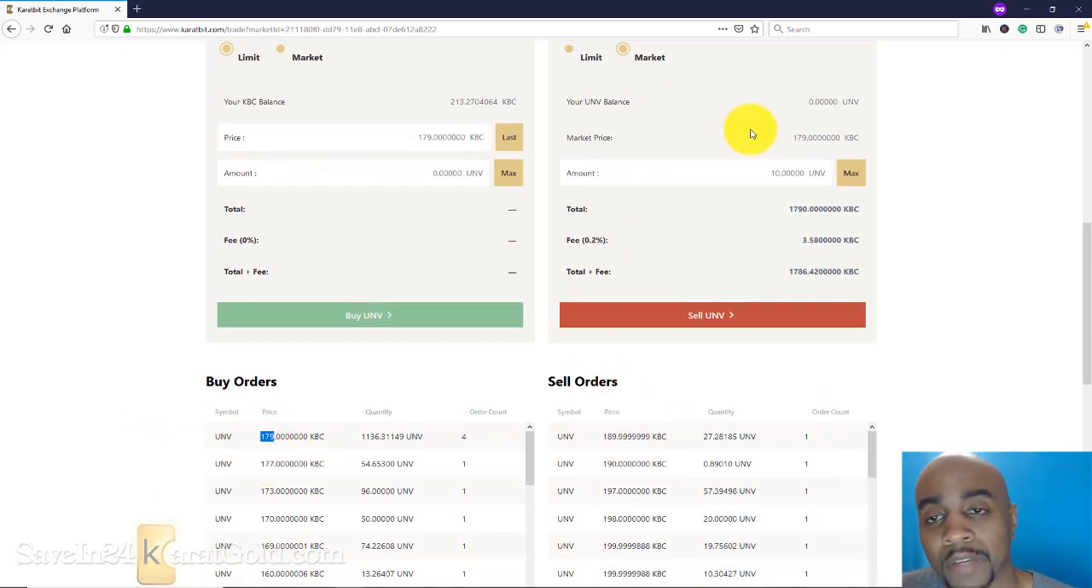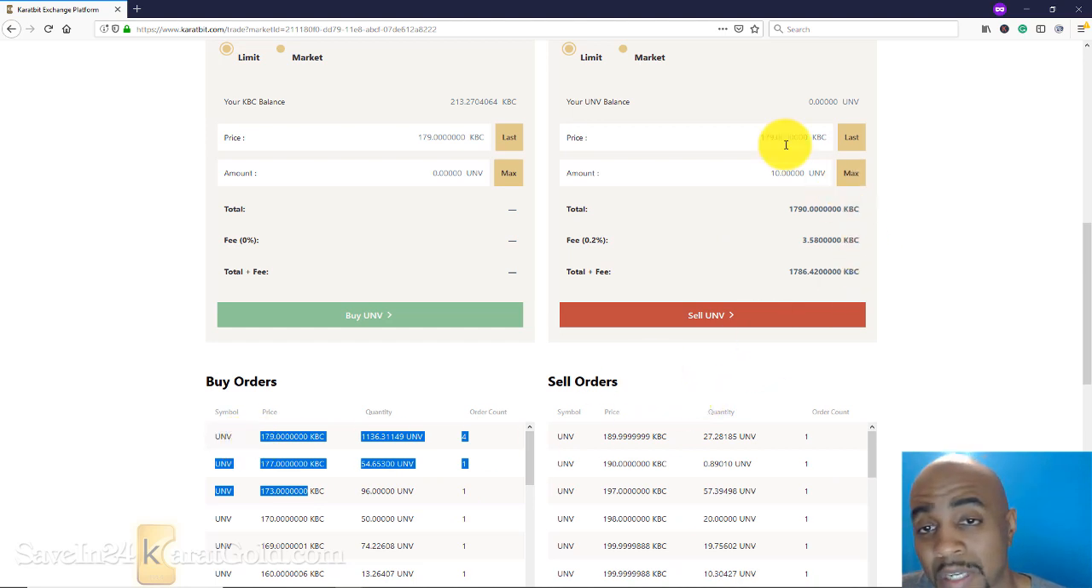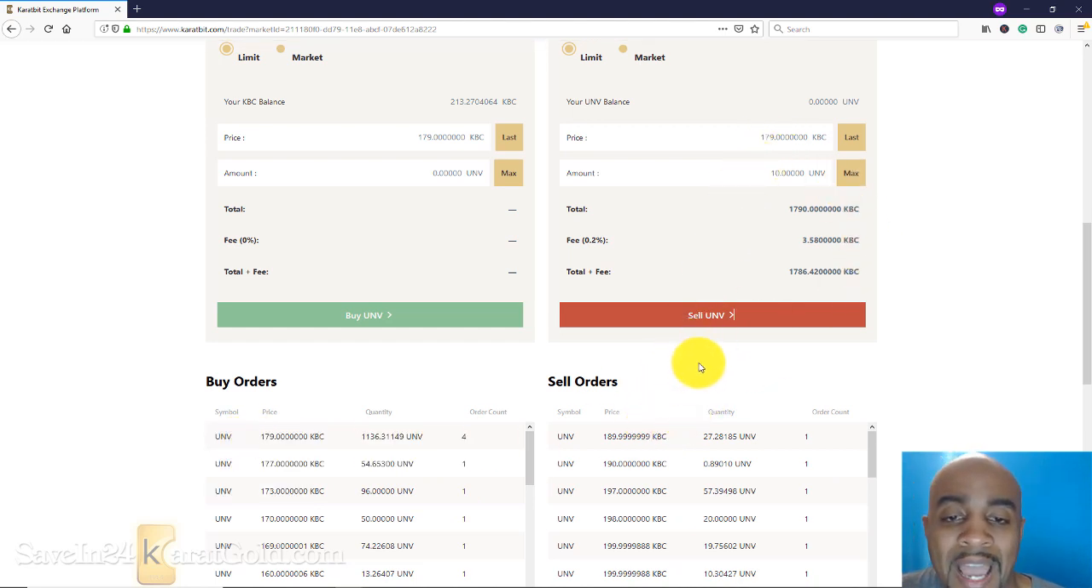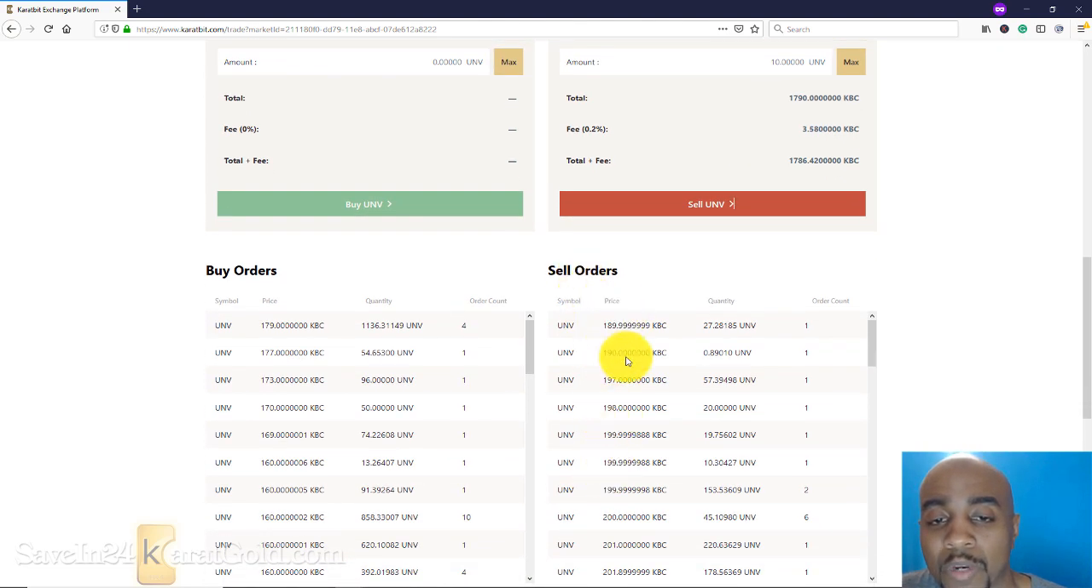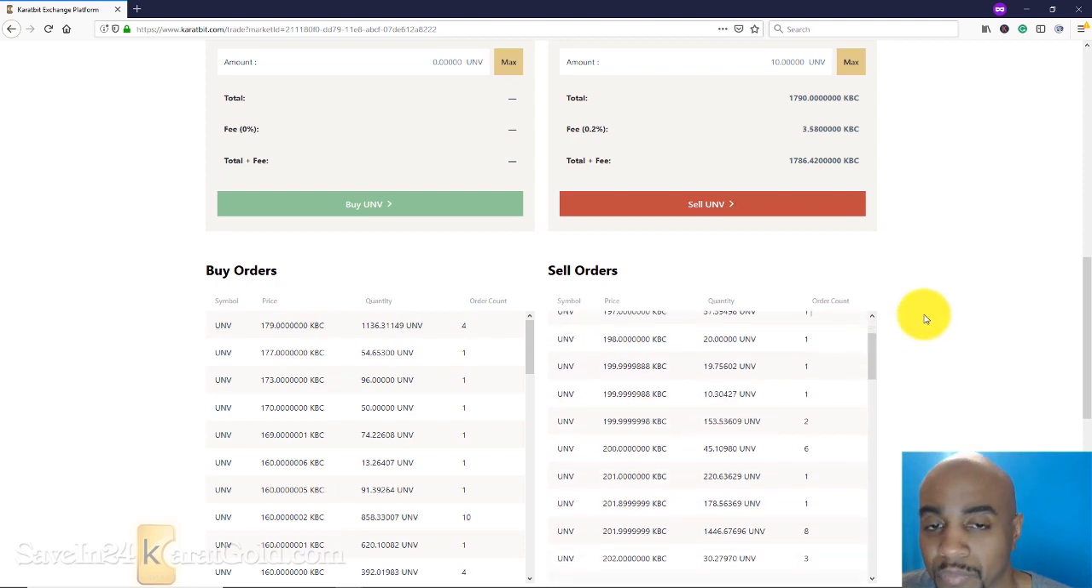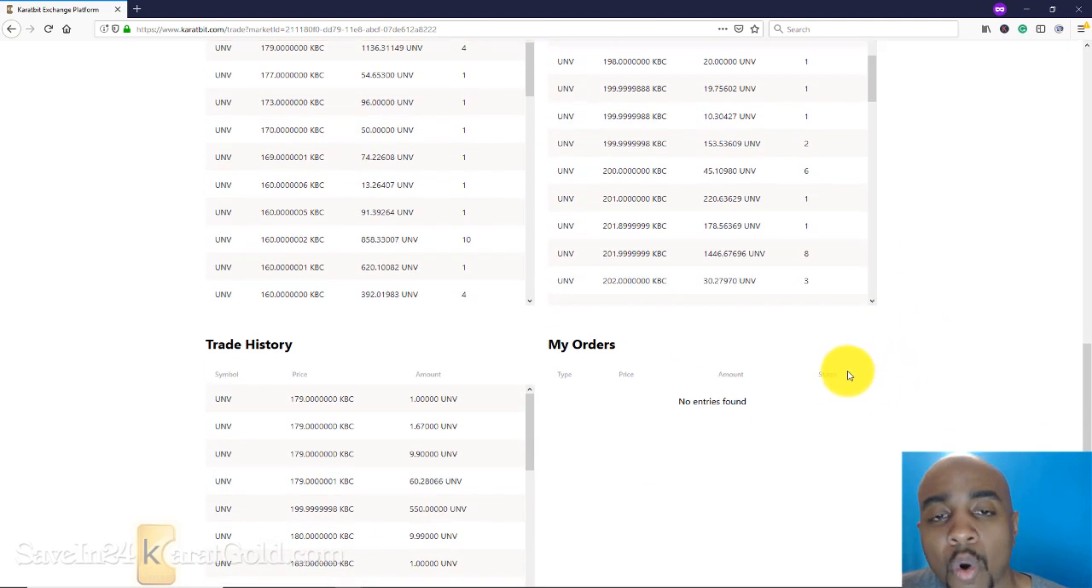Now, again, if you decide to do higher than that, then you definitely have to do limit, because that will allow you to control what price you want. Now, as you can see, no one is going past 179. So let's say you did 199. Then what'll happen is that your order will go down here in the columns with the rest of everyone else. It'll wait until someone buys at these prices. All right. Now, also your order won't execute.